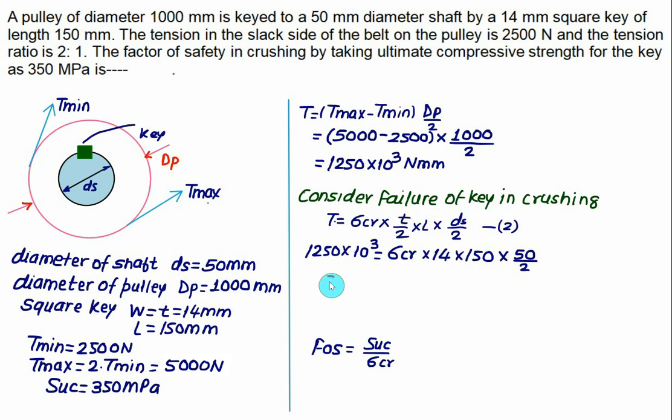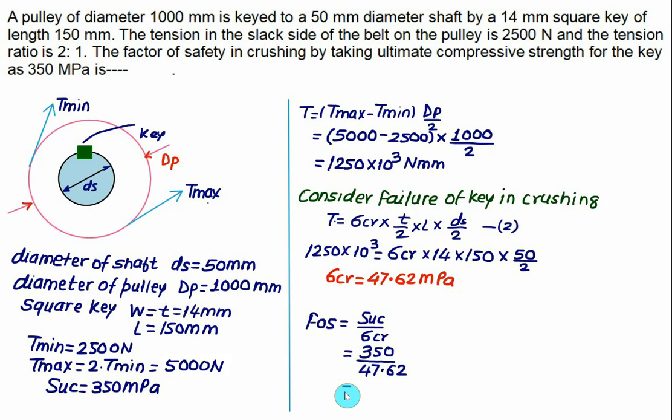If you solve it, you will get sigma crushing equal to 47.62 megapascal. Hence, we have factor of safety as ultimate compressive strength, which is given as 350, divided by working crushing stress equal to 47.62. So approximately the factor of safety is close to 7.35.